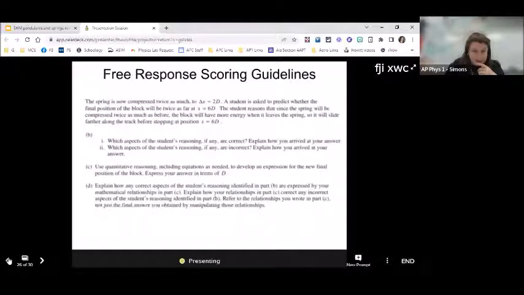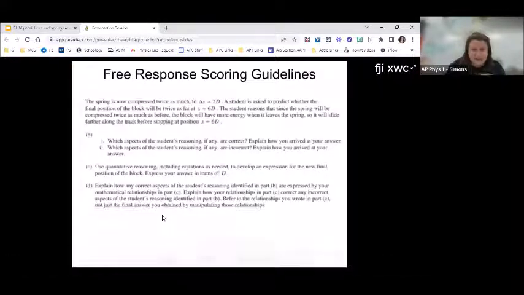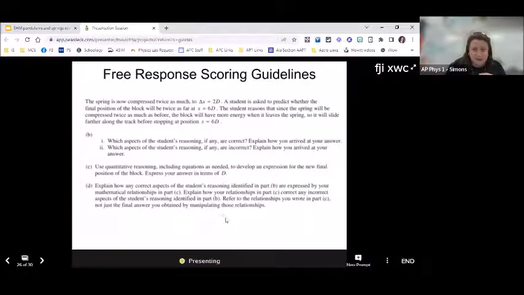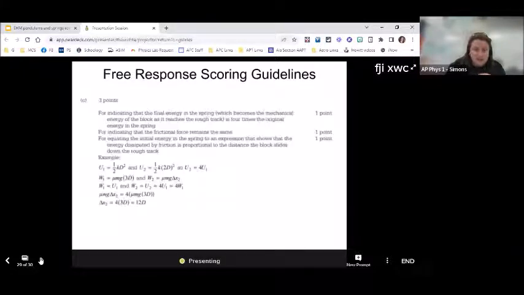And then the last part, here we go. This is the question itself. Explain how any correct aspects of the student's reasoning identified in part B are expressed in that mathematical relationship, and how any incorrect aspects are identified in your relationship. So College Board wants you to go back to this set of showing your work. How did you go from point A to point B? What steps did you take?